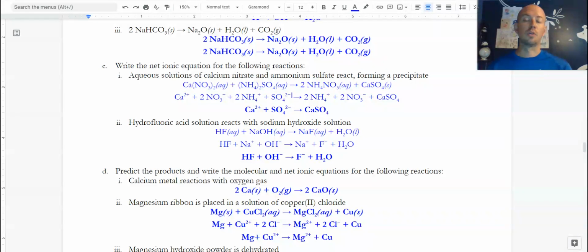Here we have hydrofluoric acid solution reacting with sodium hydroxide solution. It's another double replacement. HF, NaOH makes NaF and H2O. We wrote the states in there. The solutions mean AQ. Right here, as I looked at NaF, I knew that sodium never forms a precipitate. So it is ionic and therefore aqueous. And H with OH to make H2O is pure water.